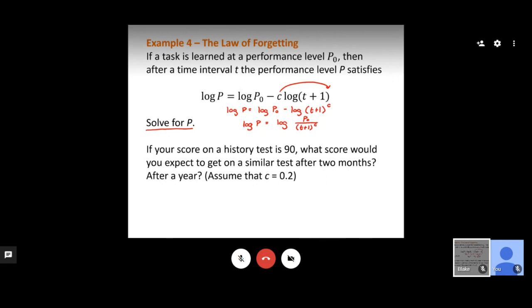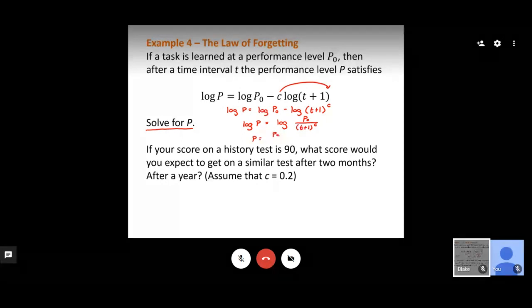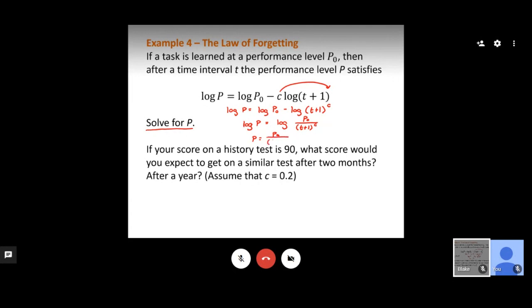So all I really have to do in this case is drop the logarithms and set the stuff inside equal to each other. And so I'm just going to end up with p equals p sub 0 divided by, sorry, I'm squeezing this in here, t plus 1 to the c power. And that'll always be the case. If you have the same type of log on both sides of an equation like that, then you can just drop the logarithms and set the stuff inside equal, because that stuff has to be equal if those logarithms are equal. As long as the bases are the same. Any questions on that?